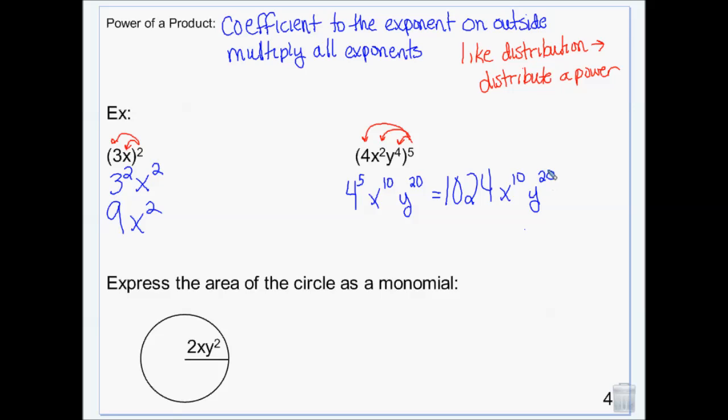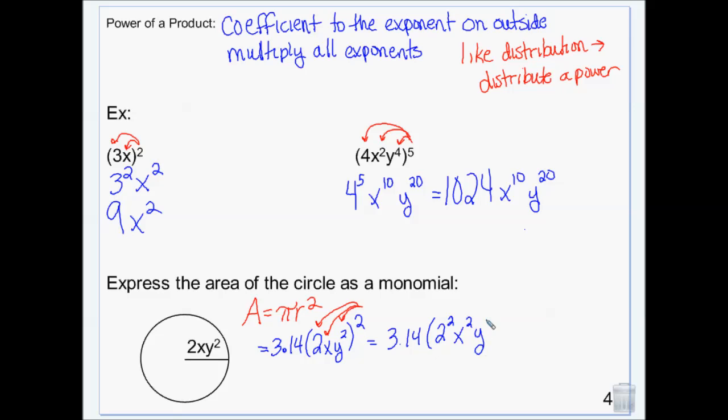If the exponent is 5 or less. Okay, so pi is 3.14. Our radius is 2xy squared, and then we need to square that. So we're going to distribute this 2 to all of our parts. And so this is going to be 3.14 times 2 squared x squared y to the 4th.